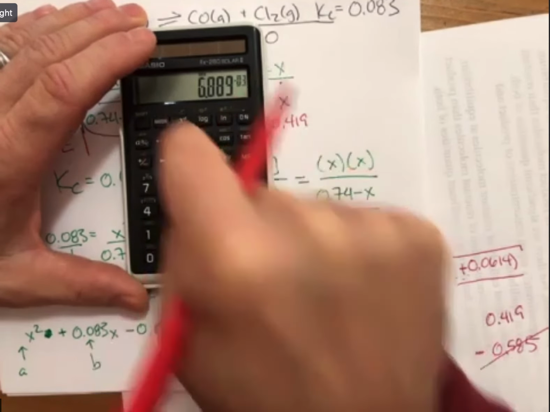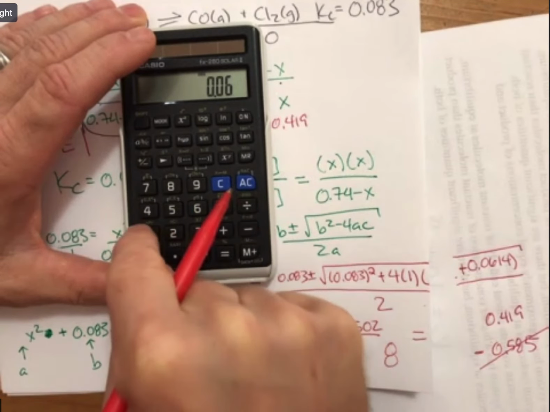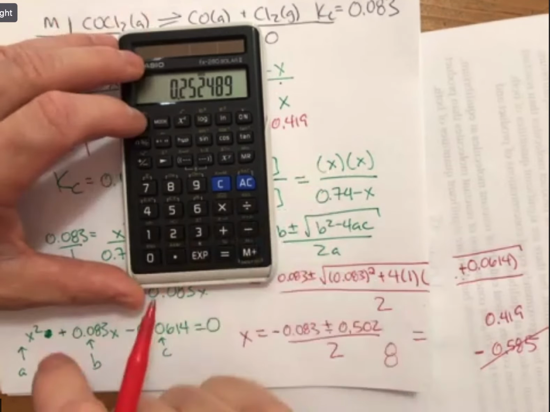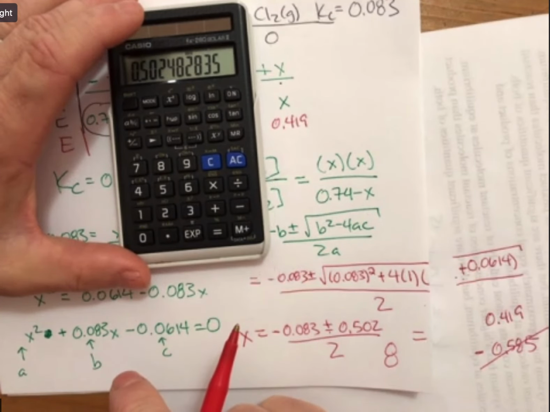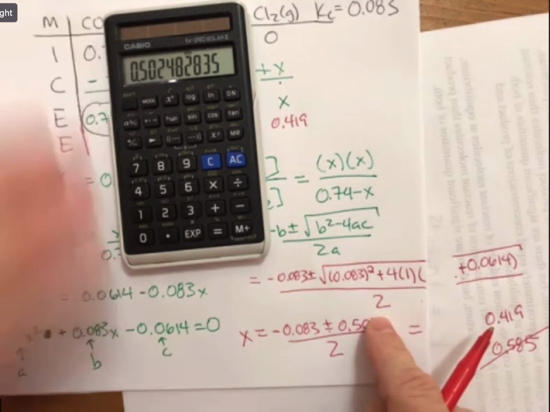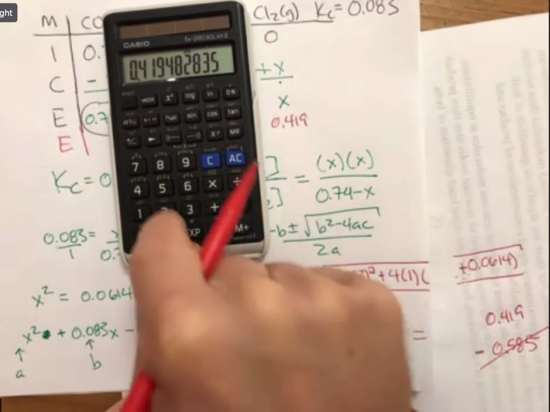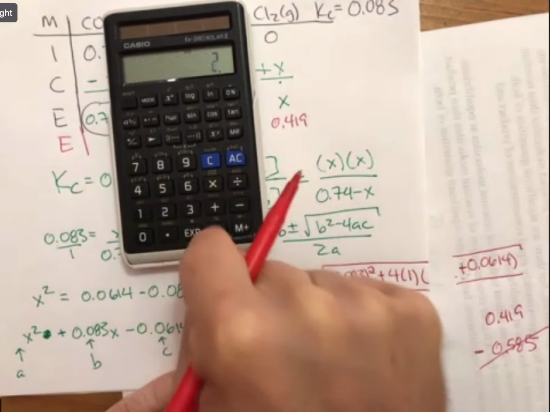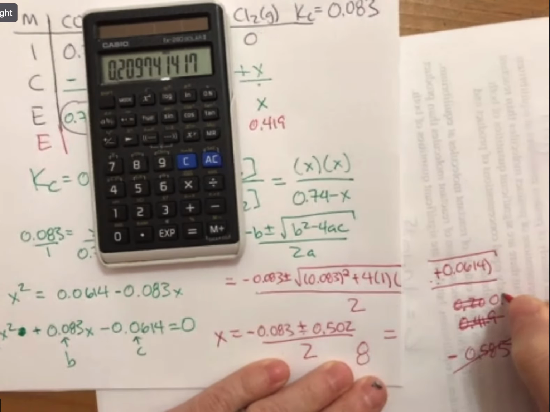0.083 squared plus 4 times 0.0614, then square root it. Huh. Oh, that's it. I forgot to divide it by 2, I bet. Minus 0.083 divided by 2. There we go. 0.20, well, 0.210.